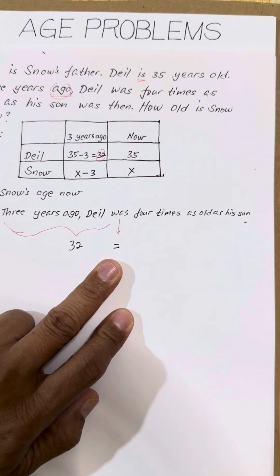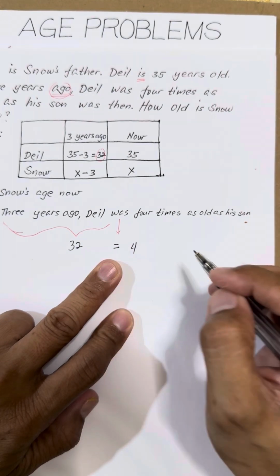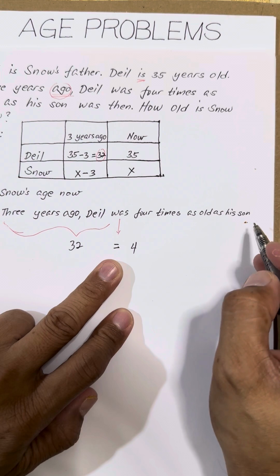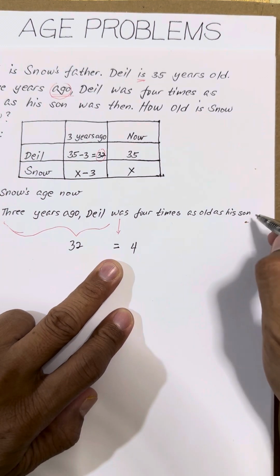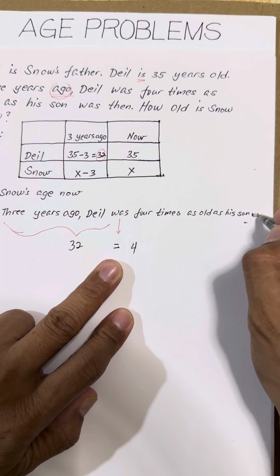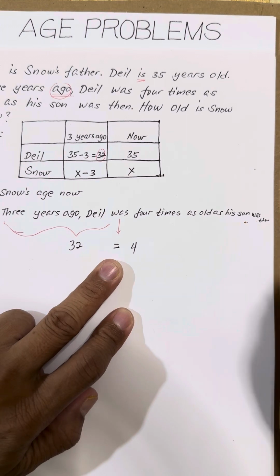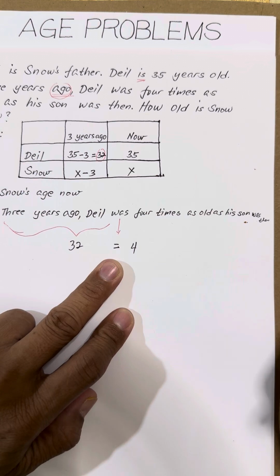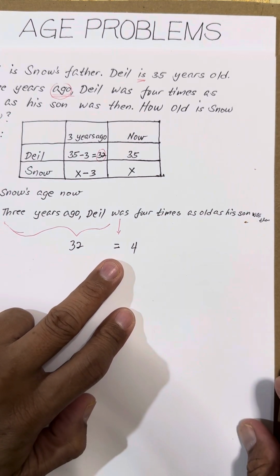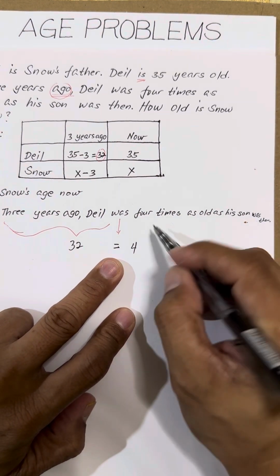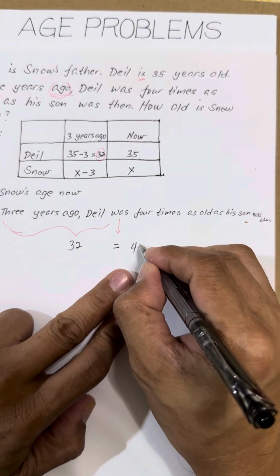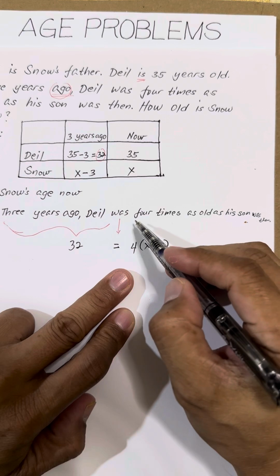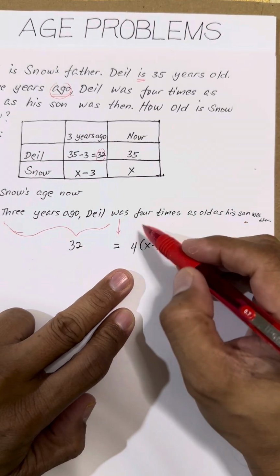It says 4 times as old as his son was then. "Was then" means 3 years ago. So 3 years ago, what was his son's age? His son's age 3 years ago was x minus 3. So this is the equation that we have formulated for this part.